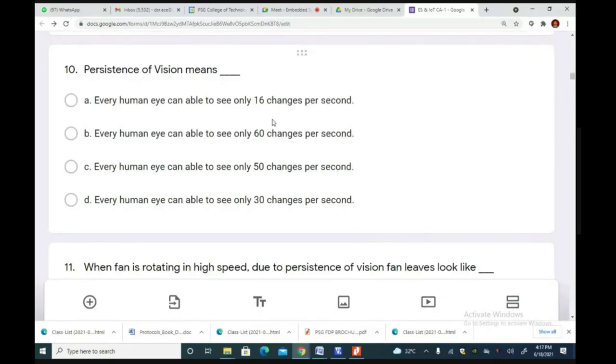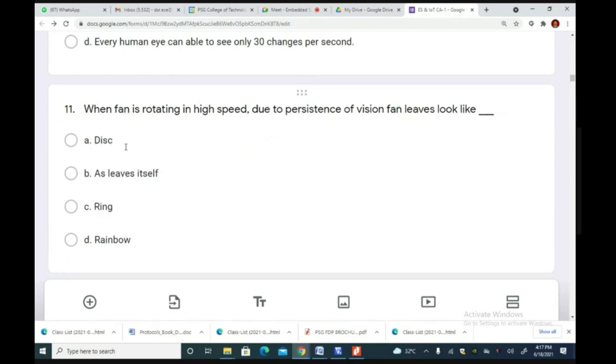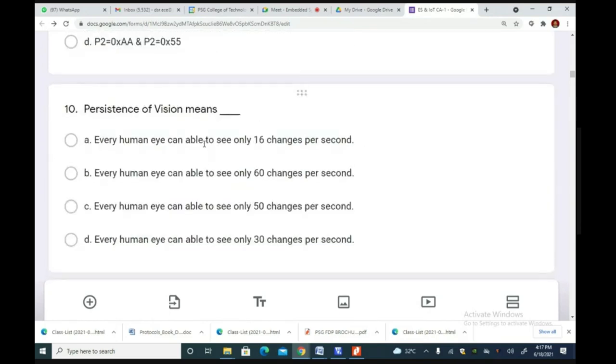But we all know A is the right answer. Every human eye is able to see 16 changes per second. 60 changes is not correct, 50 changes is not correct, 30 changes is not correct, 16 changes is the right answer. When the fan is rotating at high speed, due to persistence of vision, fan leaves look like a disc. Disc is the right answer.